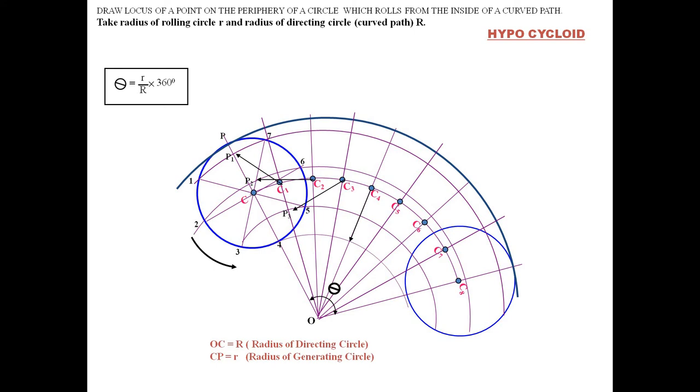Similarly we locate the points P4, P5, P6, P7, P8, and then we'll join the points from P. So this is the required hypocycloid curve.